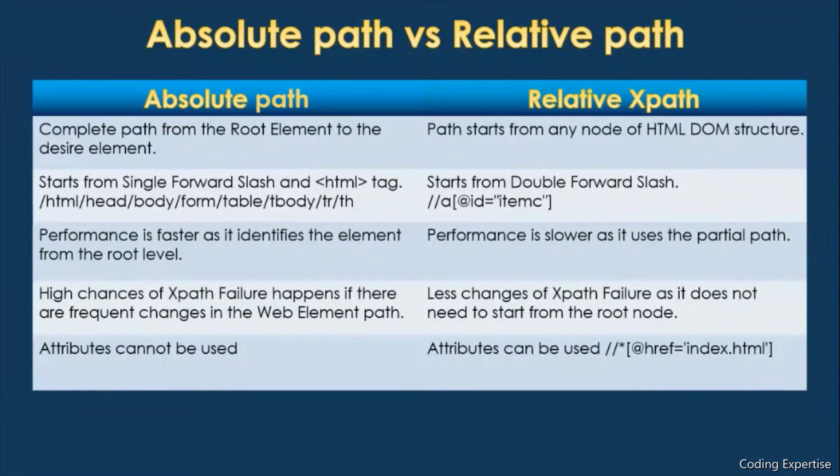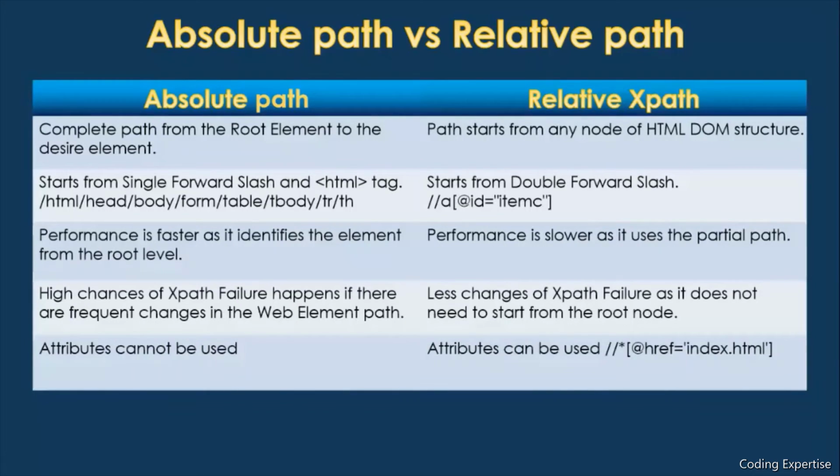Now let's see the difference between absolute path and relative path. Absolute path starts from the root element to the desired element. It's a complete path. Whereas relative path starts from any node of the HTML DOM structure. Basically, absolute path starts from a single forward slash, like this: slash html, head, body, form, table, tbody, tr, th. Whereas relative path starts from a double forward slash, something like this. In terms of performance, absolute path is faster compared to relative path since it starts from the root node. So it is faster.